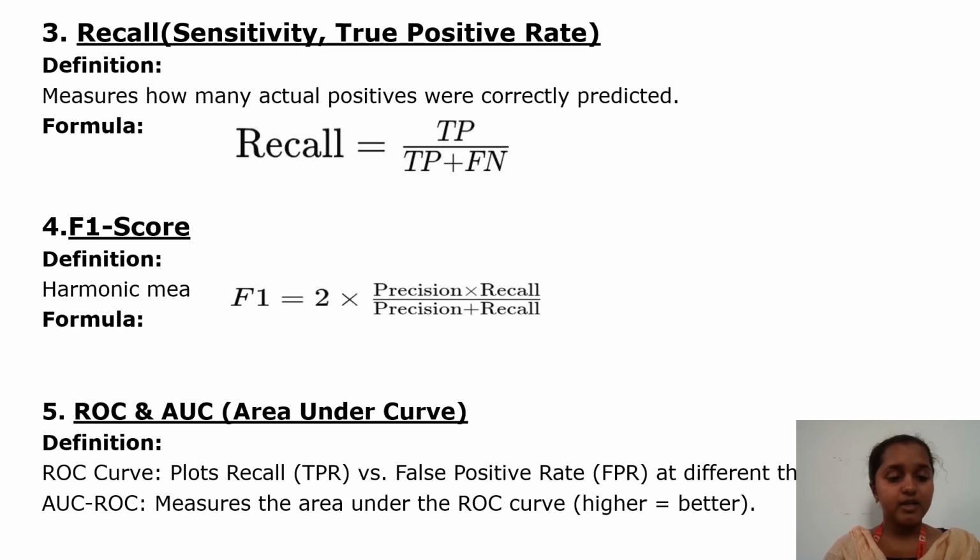And the fifth one is ROC and AUC, area under curve. The ROC curve plots the recall, true positive rate, versus false positive rate at different values. The AUC ROC curve measures the area under the ROC curve; higher equals better.